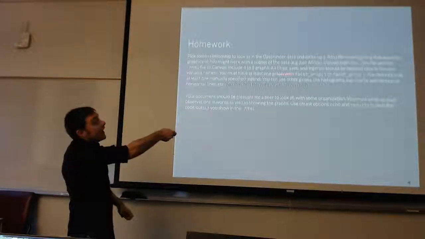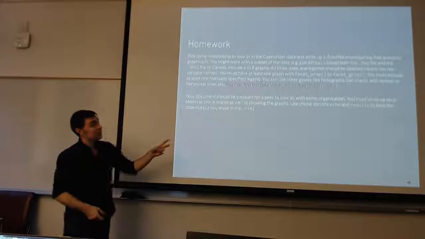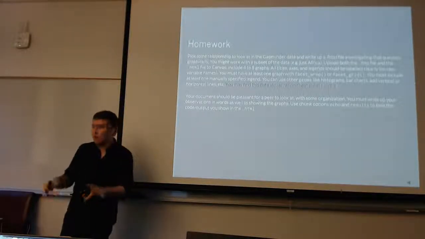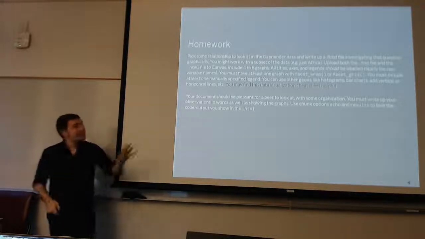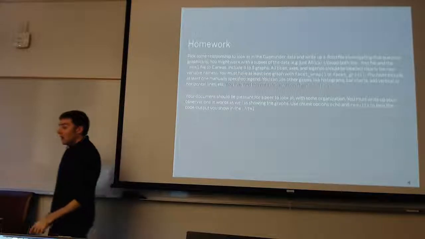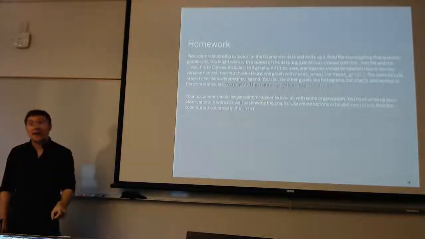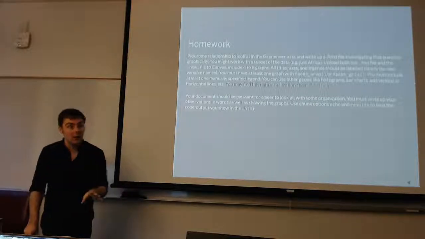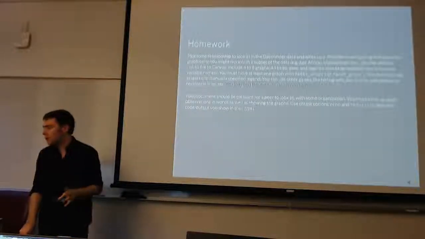So, all titles, axes, and legends should be labeled clearly. No raw variable names, so adjust those names. I want at least one graph that has a facet wrap or facet grid in it. At least one manually specified legend. That might be the trickiest part of this assignment, but it's worth doing because you're eventually going to want to manually specify a legend, so you want to know how to do it.